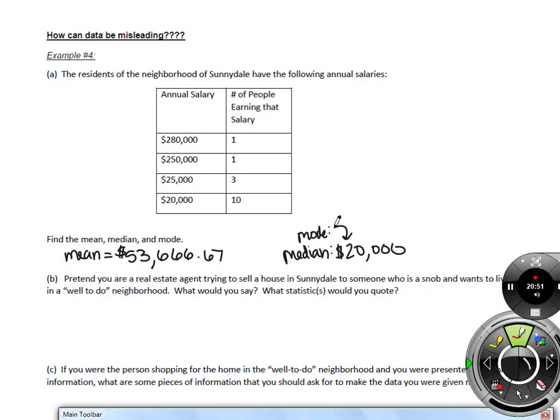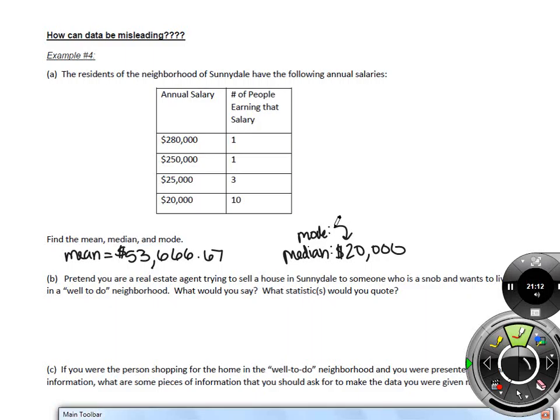So, if you were a real estate agent, okay, and you were selling a house in this neighborhood to a snobby person who wanted to live in a well-to-do neighborhood, sorry, using lots of labels just to give you the picture, and you have this data, you know the data for the neighborhood, what would you say to the person? Michelle?